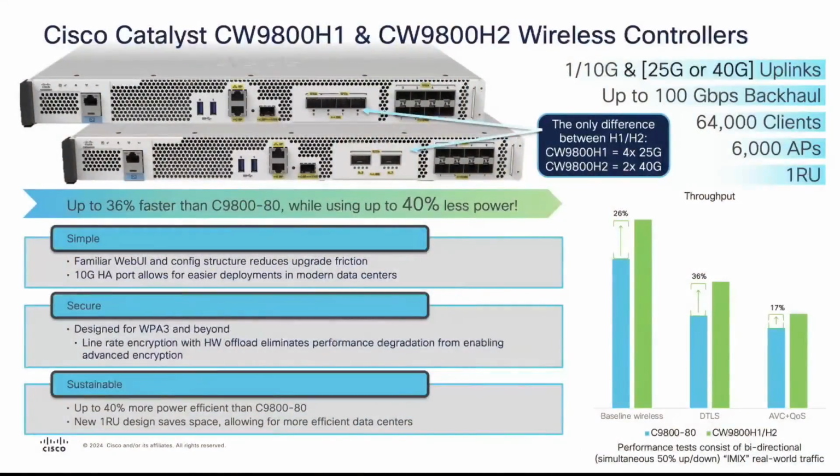So the scale is pretty much the same, 64,000 clients, 6,000 APs, but the big deal here is 1 RU.